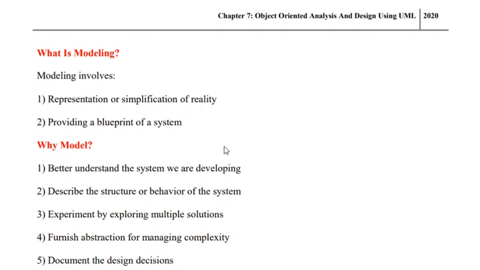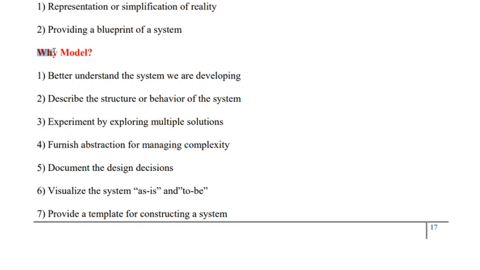Now, what is modeling? Modeling is a representation or simplification of reality. What we try to do is create an abstract representation of a system that is very easy to understand. So modeling is basically a mechanism for creating an abstract representation of a system, for effectively managing complexity as well as for simplifying understanding of the system. It provides a blueprint for creating a system.